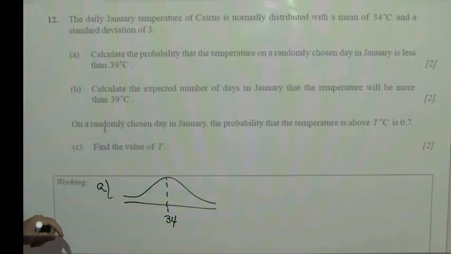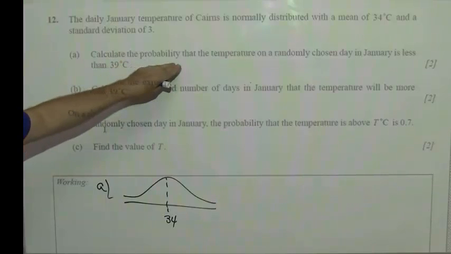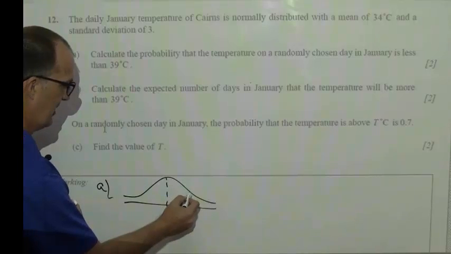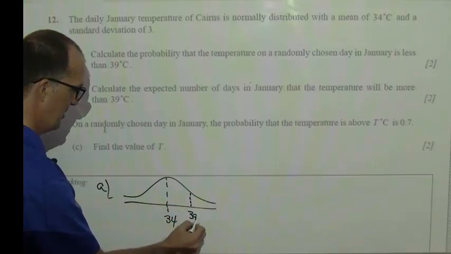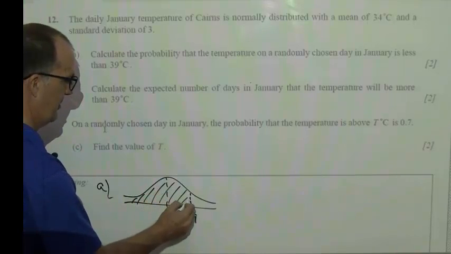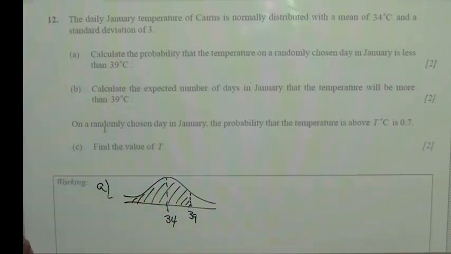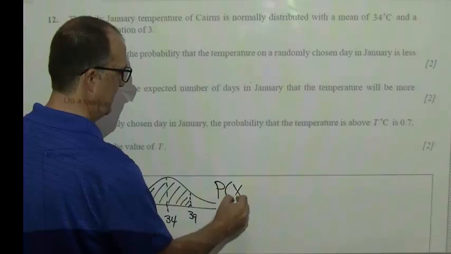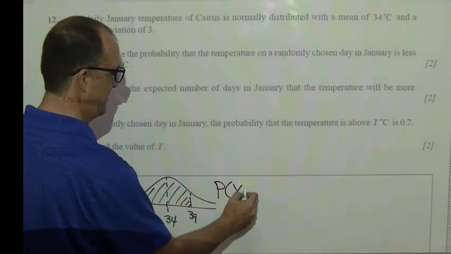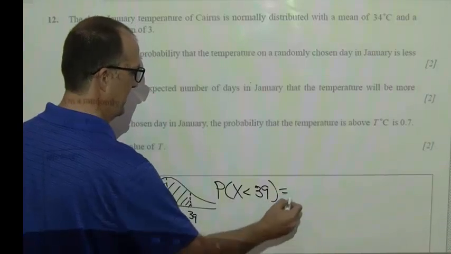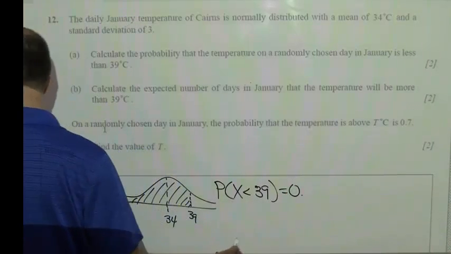34 degrees is the mean. You want the probability that temperature randomly chosen is less than 39. So you have 39 degrees over here. What's that probability? And so you can also, if you want, say the probability that X, which is the temperature, is less than 39, and that equaled, and on my calculator, I've worked that out.